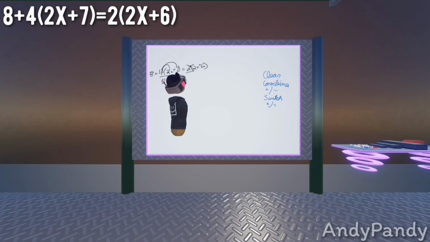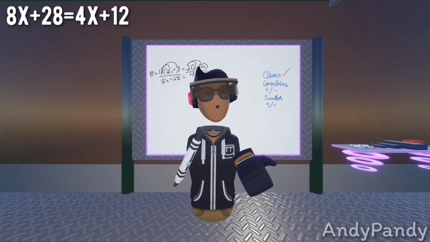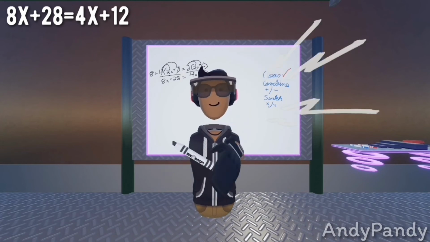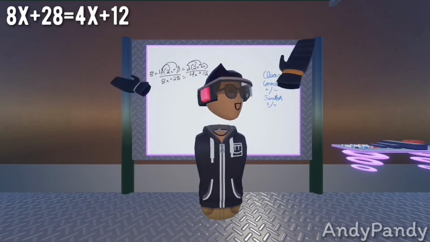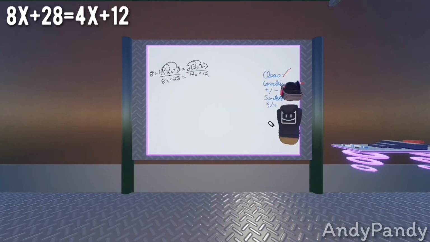We have another parenthesis here. 2 times 2x plus 6. 2 times 2 equals 4x. And 2 times 6 equals 12. Alright, first step done. As we know, the second step is to combine like terms within each side of the equal sign. In this case, we have no like terms in the problem, so that step is already done.